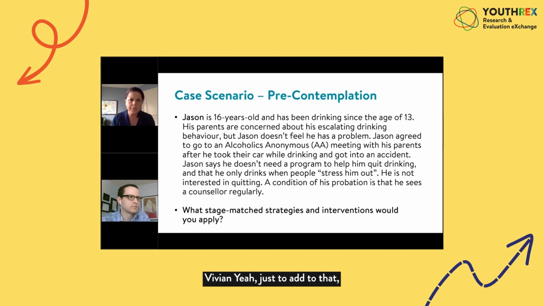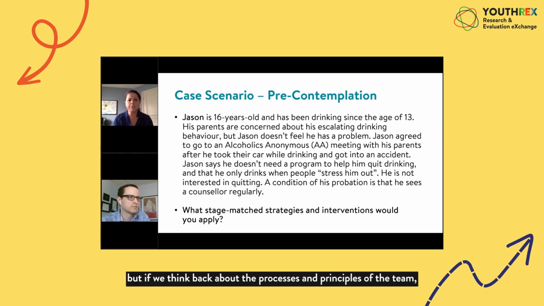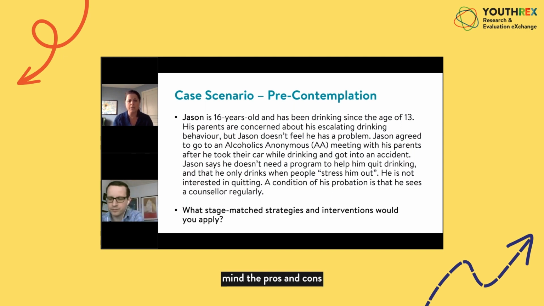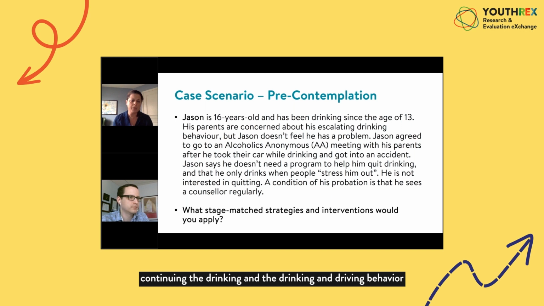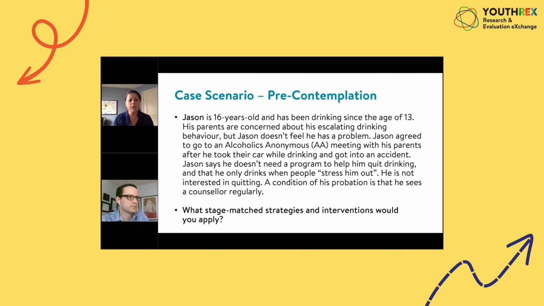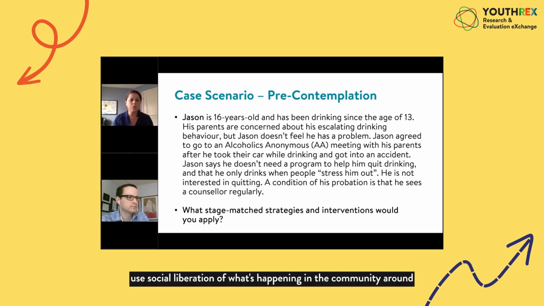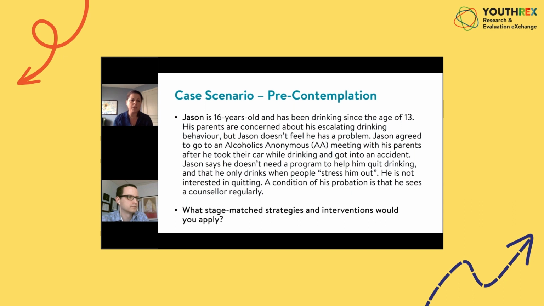Yeah. Vivian? Yeah, just to add to that, the pre-contemplation stage is a little challenging, but if we think back about the processes and principles of the TTM, the key principle here is that decisional balance, right? And helping to bring to the forefront of Jason's mind the pros and cons around continuing the drinking and driving behavior and what that would mean, and trying to tip that decisional balance scale and move them towards contemplation.